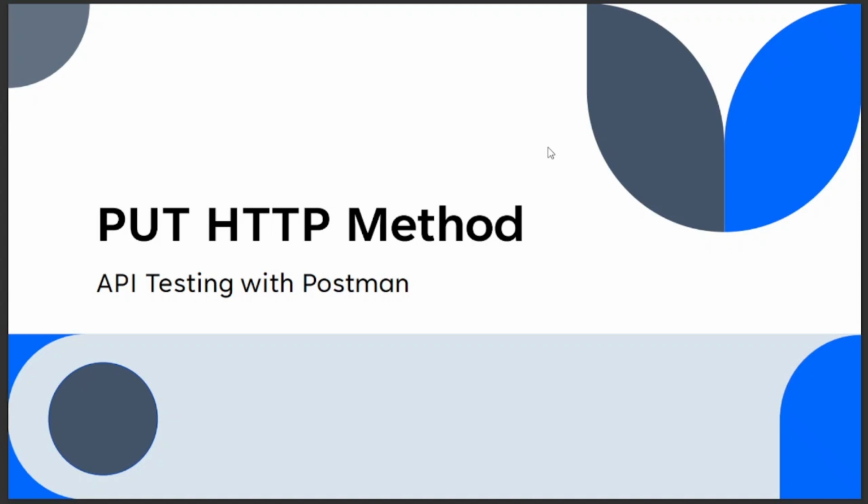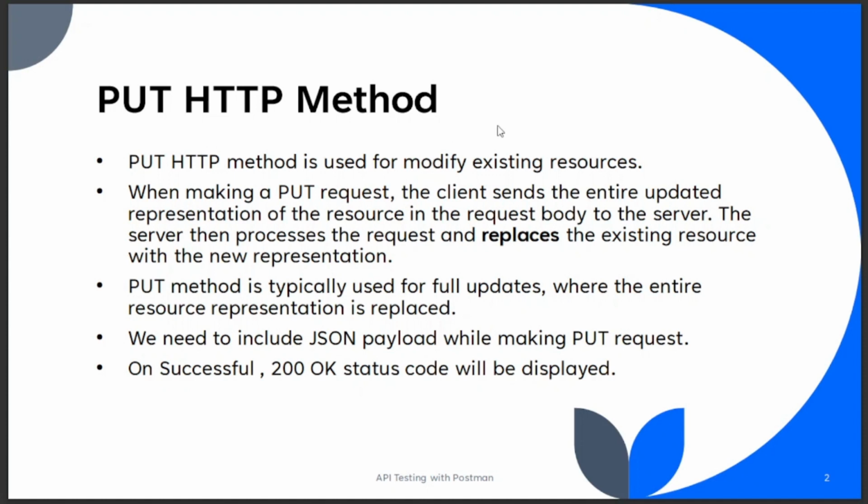In the last session, we saw the POST HTTP method, which is for creating a resource. In this session, we are going to look at the PUT HTTP method, which is for modifying an existing resource. So PUT is used for modifying the existing resource. When we are making a request from a client, we are going to send updated resource data.